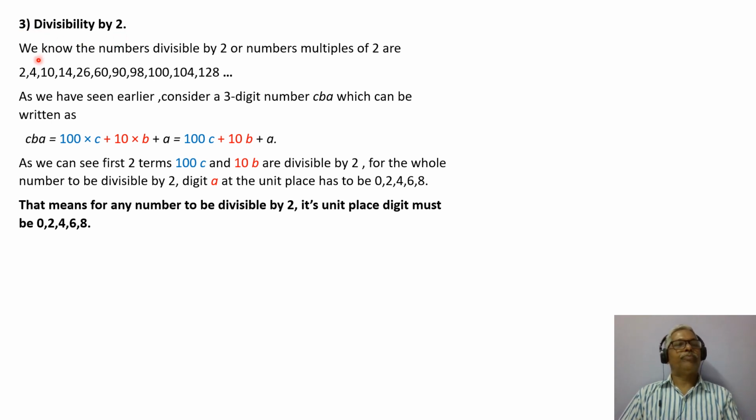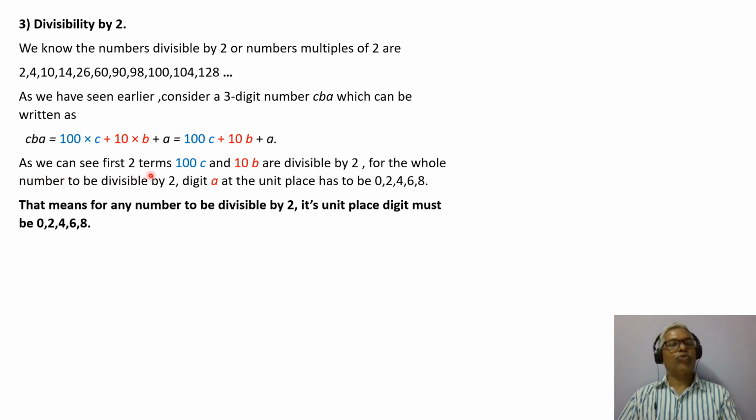Third one, divisibility by 2. We know the numbers divisible by 2, or multiples of 2, are 2, 4, 10, 14, 26, 60, all these numbers. As we have seen earlier, consider a three-digit number, again in the same general form, CBA, which can be written as 100 into C plus 10B plus A, that is 100C plus 10B plus A.